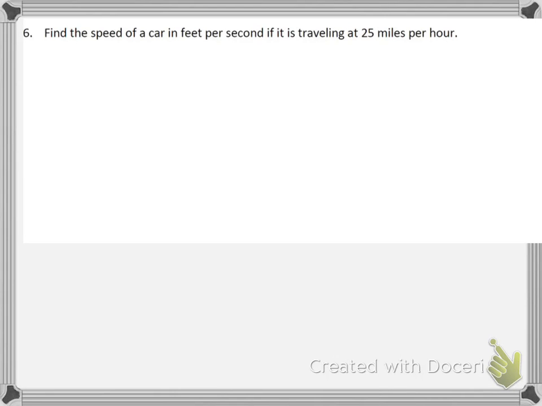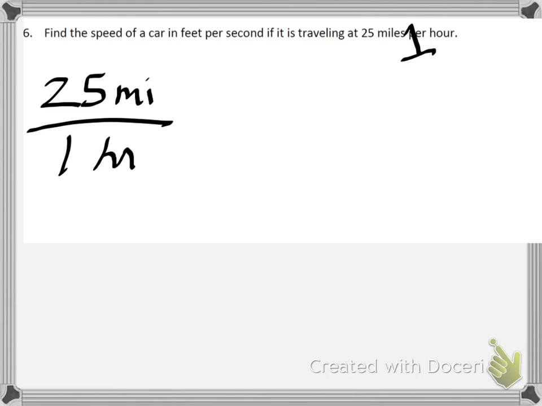A lot of problems that we have are going to be multiple step problems. Here, we're told that a car is going 25 miles per hour. Per means 1. So that means 25 miles in 1 hour. So we want the car in feet per second. So we're going to need to change both of these, one to feet and one to seconds. We're going to do that one at a time.